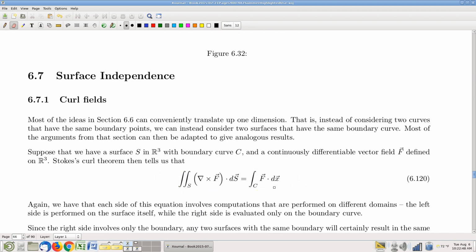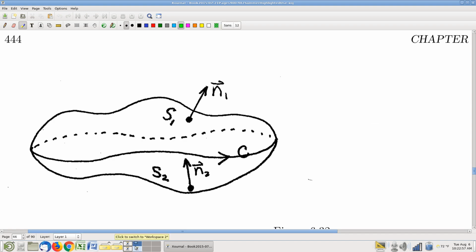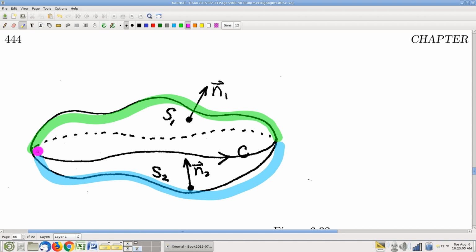So here's Stokes' curl theorem. Stokes' curl theorem says, here's my diagram. If I have two surfaces with the same boundary curve, now, this is not boundary points, of course. These are surfaces we're talking about. We have this kind of lumpy thing, right? And there's a top surface and a bottom surface that sort of meet along their boundaries. They kind of zip up, if you will, along the boundary, right? And so the top surface and the bottom surface, they have the same boundary curve.